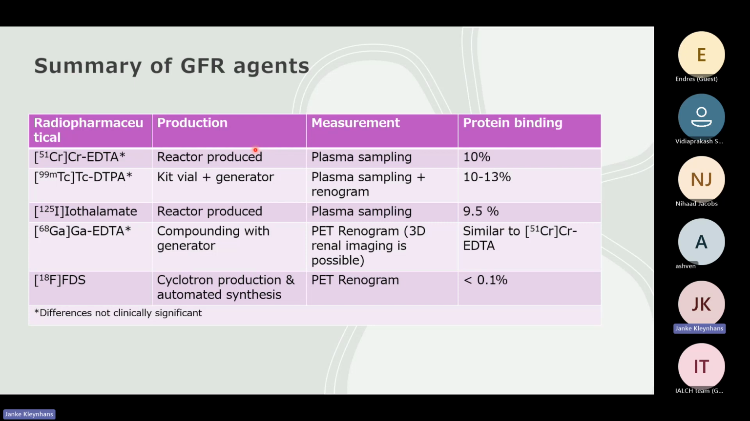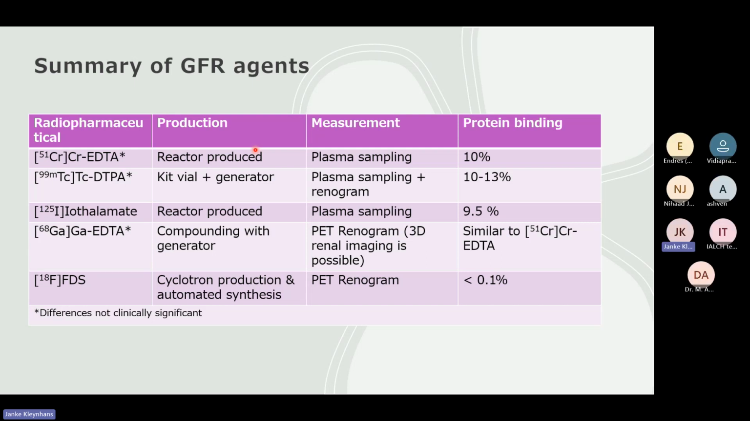So reactor-produced chromium EDTA is very expensive. You have to order it, and it doesn't offer you the imaging capabilities. Technetium DTPA is very easy and cheap to make, but you have to be sure that you do correct quality control and that your technique of labeling in the lab is good. But on the other hand, it's also really easy to label. So there's no tricky business going on there, and you can get a really good labeling and do a good procedure.